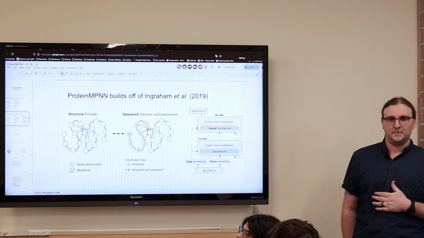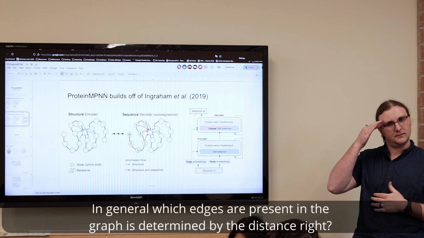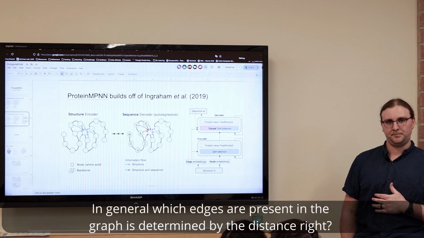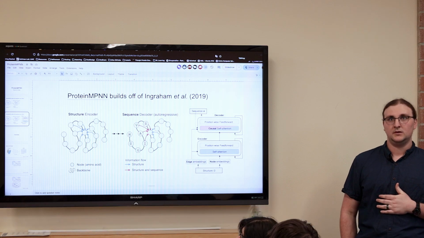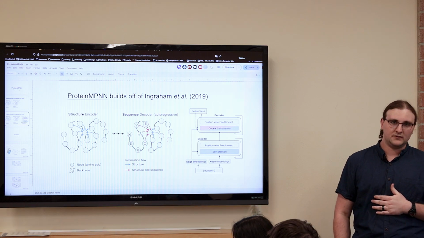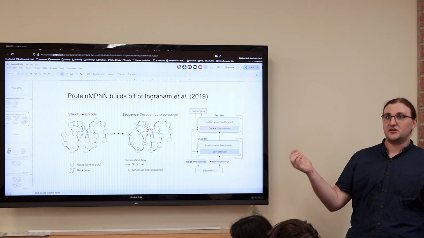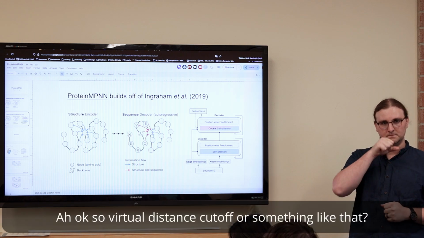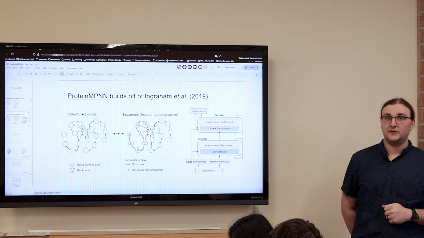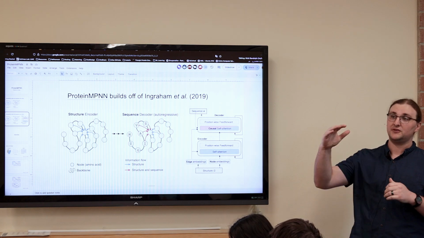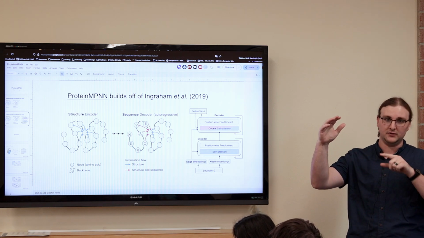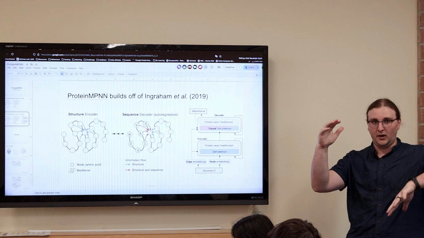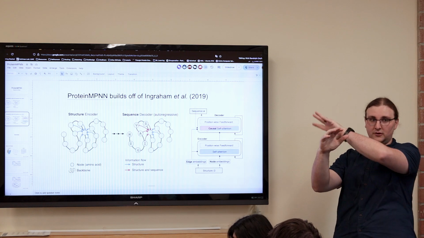Yeah? So in general, what edges are present in the graph is determined by the distance, right, between the nodes. So it's based on the nearest neighbors. Every residue is connected to its 32 nearest neighbors. It has an edge if they're connected. Oh, okay, so there's no distance cutoff or something like that. There's no distance cutoff. So if you're on the surface of the protein, you still have 32 neighbors. But they're all maybe on this side of you rather than around you.